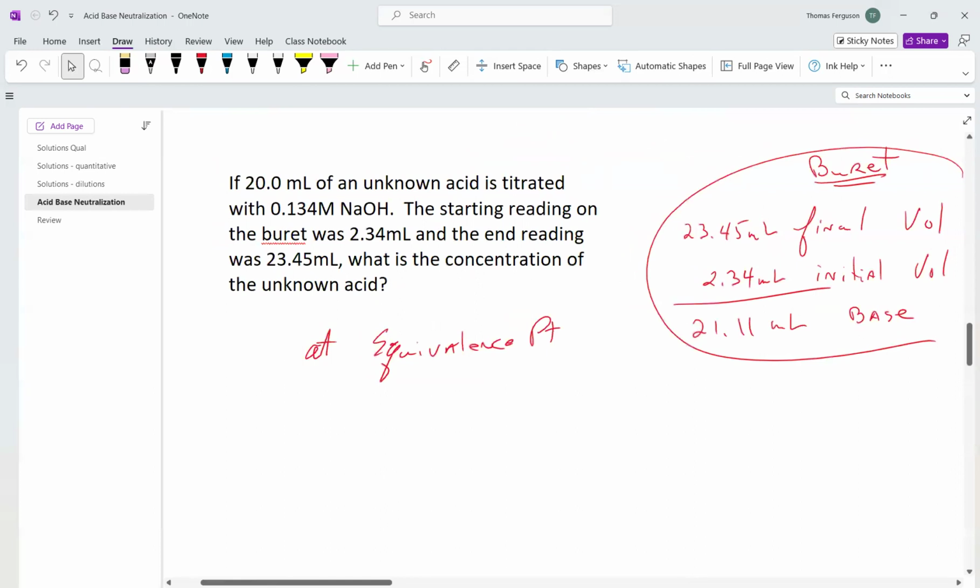Okay, so in this case, the burette started at 2.34 milliliters, and it ended at 23.45. So we delivered 21.11 milliliters of standardized base. Okay, and that concentration is 0.134 molar. So the first thing to do is calculate how many moles of sodium hydroxide was delivered, because that's going to be equal to the moles of acid in there, 1 to 1.